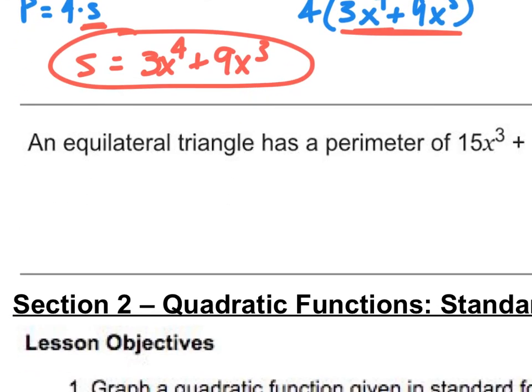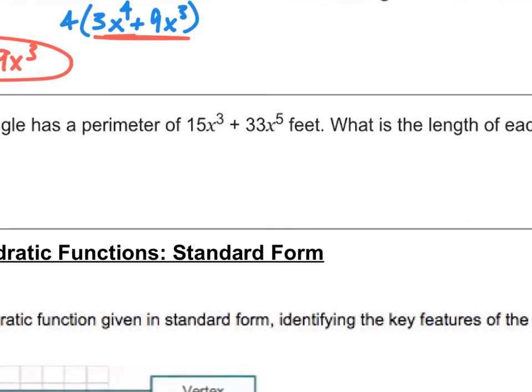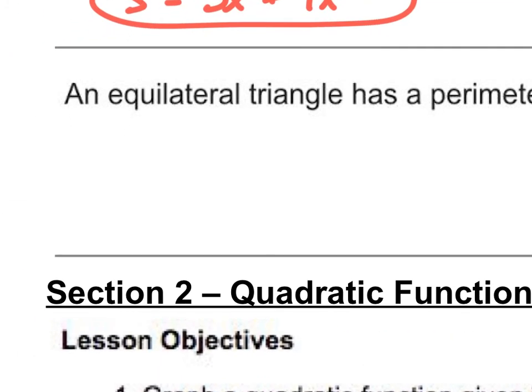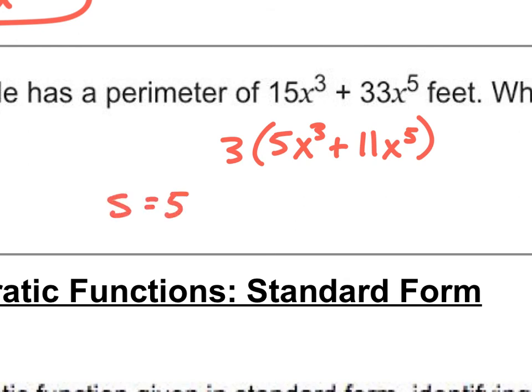An equilateral triangle has a perimeter of 15x cubed plus 33x to the fifth feet. What is the length of each side? So an equilateral triangle is kind of similar. The perimeter is equal to 3 times the side length. So, I want to look at whether I can factor out a 3 out of this. And if we can, then let's do that. I can factor a 3 out of 15. That's going to give me 5x cubed. And then factor a 3 out of 33. That's 11x to the fifth. And that's it. So our side length s is equal to 5x cubed plus 11x to the fifth.